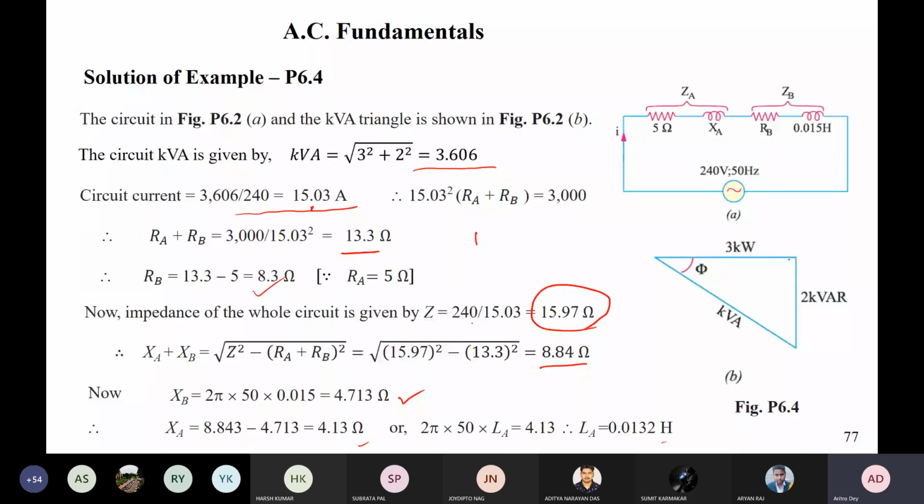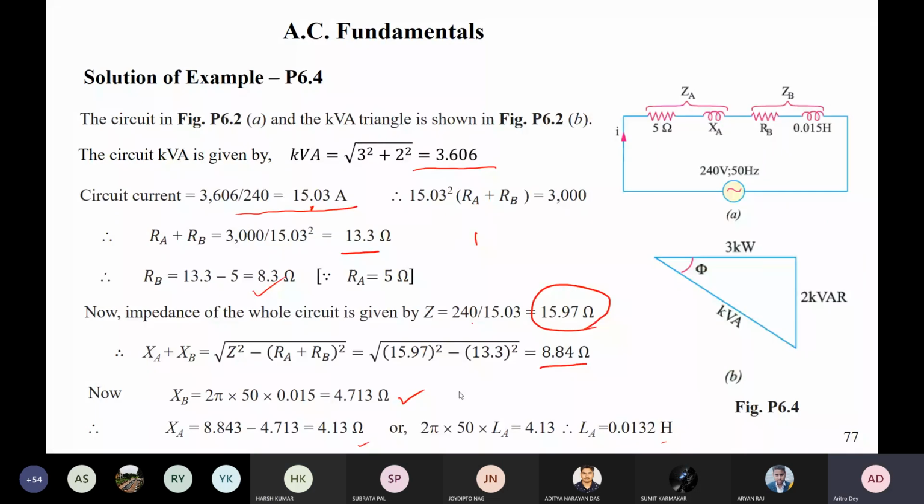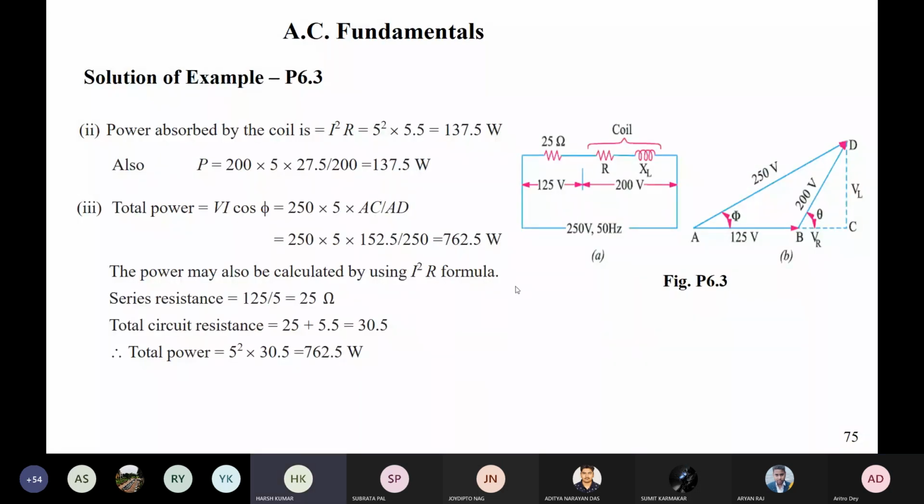Because what we know is I square into R. Sir, but the current is not coming the same by this one. It is coming like 0.0665 ampere. Which one? Circuit current. Yes, sir. Did you multiply with this? Yes, sir. Sir, the KVA I did in denominator into 10 to the power 3.